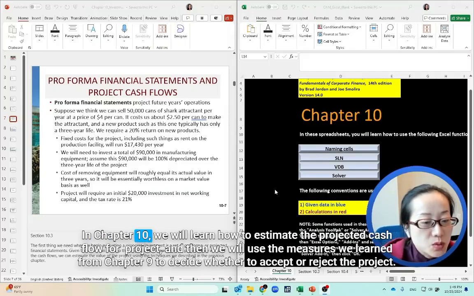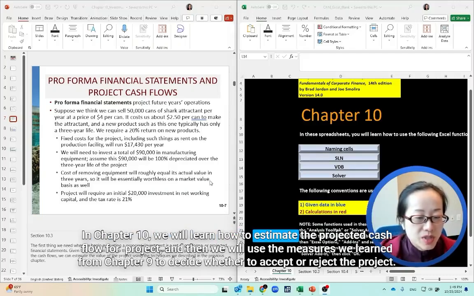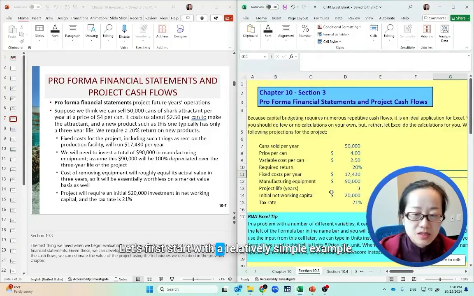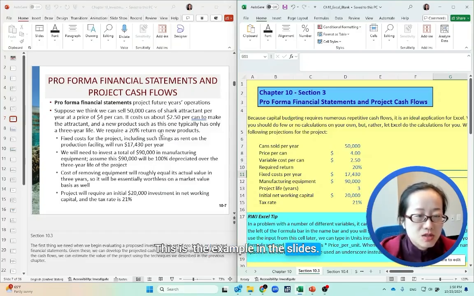In Chapter 10, we will learn how to estimate the projected cash flow for the project, and then we will use the measures we learned from Chapter 9 to decide whether to accept or reject the project. Let's first start with a relatively simple example. This is the example in the slides, the shark attractant project.